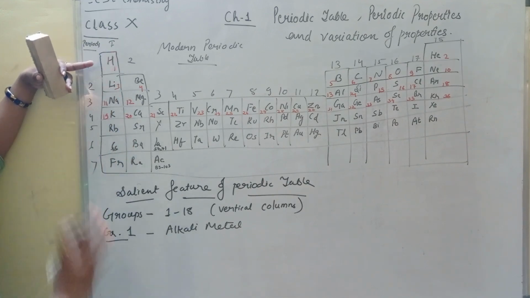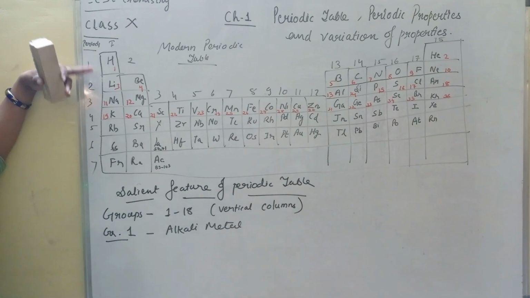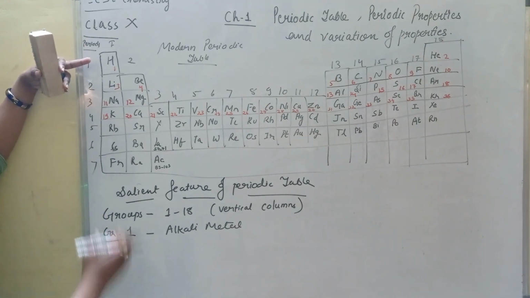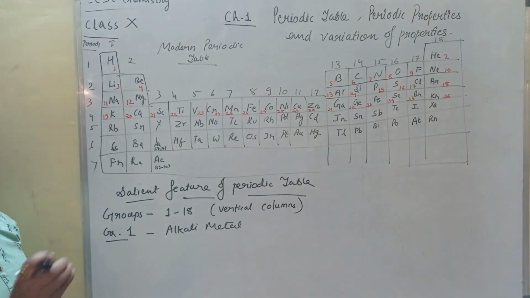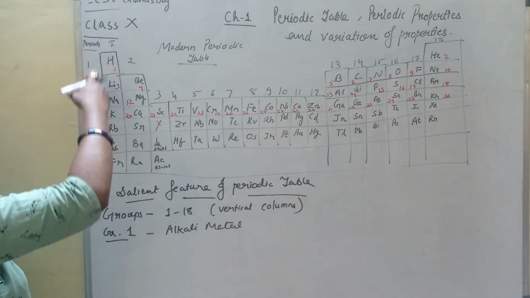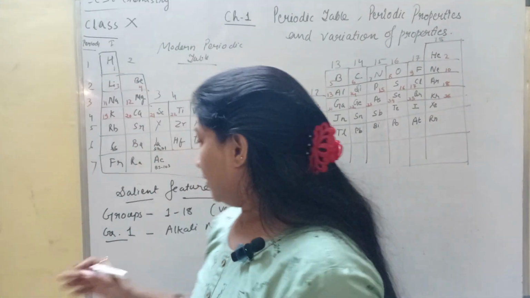See, the position of hydrogen is not properly defined. See, the rest are all metals, but hydrogen is not a metal. So exceptions are always there, but hydrogen is placed here because it has some properties similar to these elements. So whatever elements are present in a group, they have some properties in common.